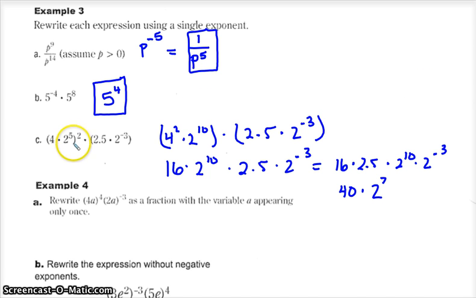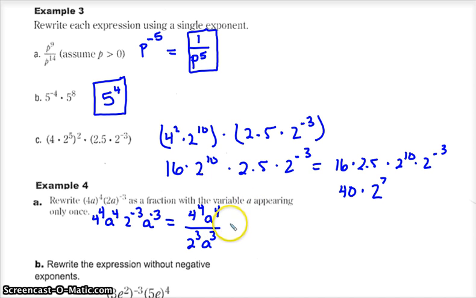All right, let's look at example number 4. Using my properties of powers, I will do 4 to the 4th, a to the 4th, 2 to the negative third, a to the negative third. My negative exponents get shipped to the bottom, and I'm left with 4 to the 4th, a to the 4th, over 2 to the 3rd, a to the 3rd. Also remember, when those negative exponents go to the bottom, they become positive.